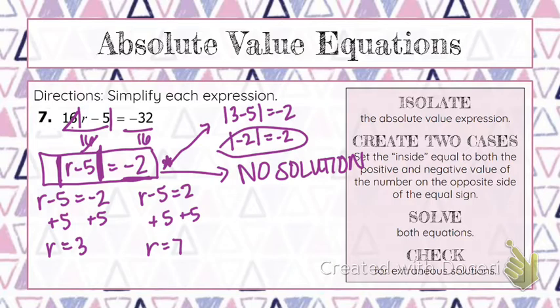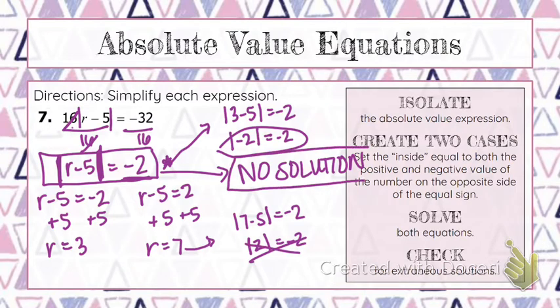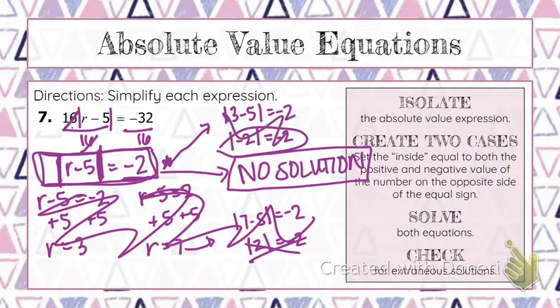And the same thing is going to happen when I check this. We're going to get 7 minus 5, and we're going to say the absolute value of 2 equals negative 2. That's also not true. There is no solution to this problem. And you could have stopped here and not had to do any of this.